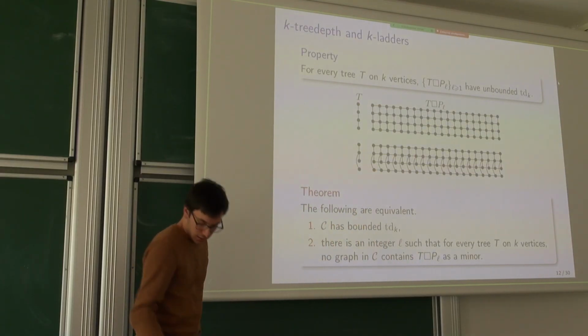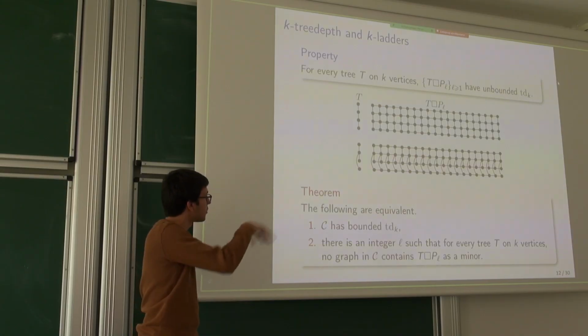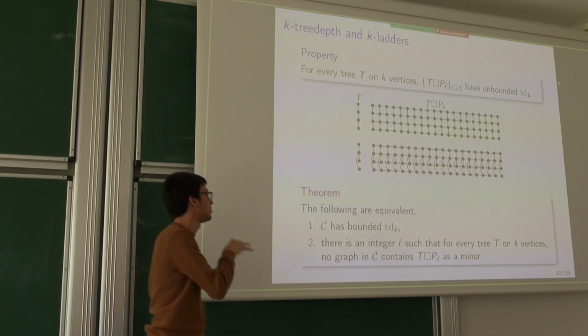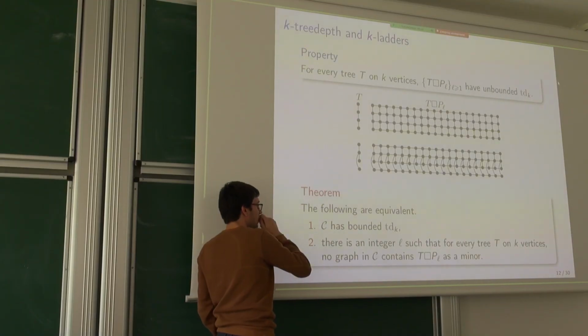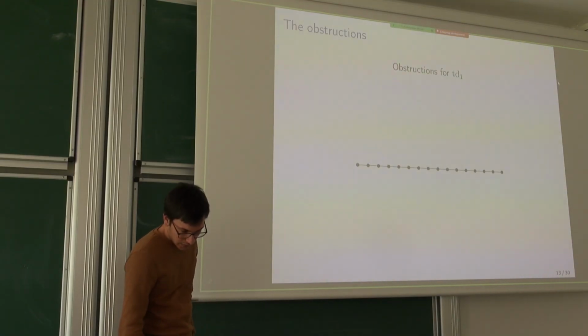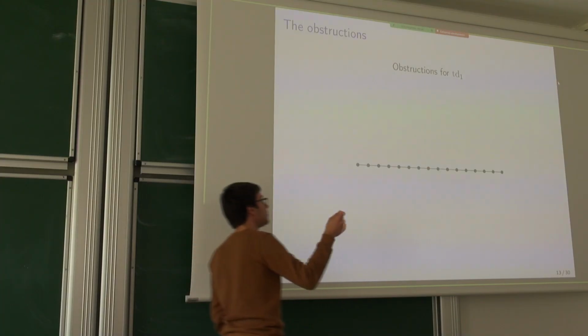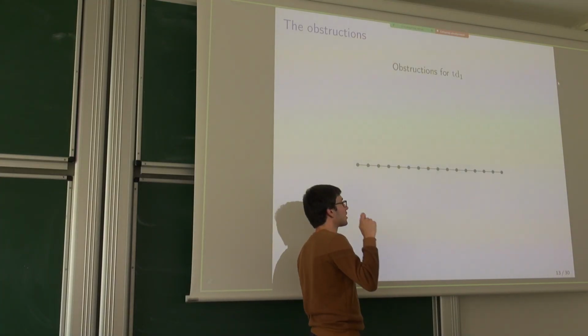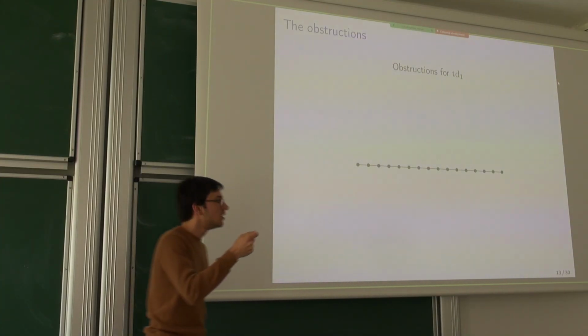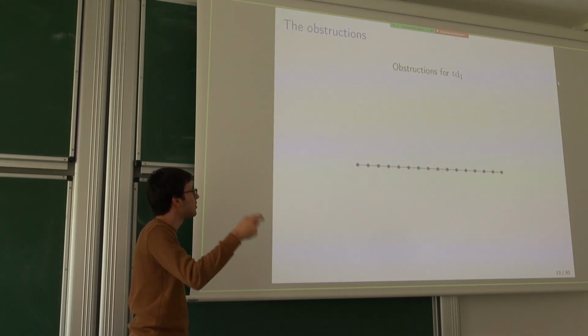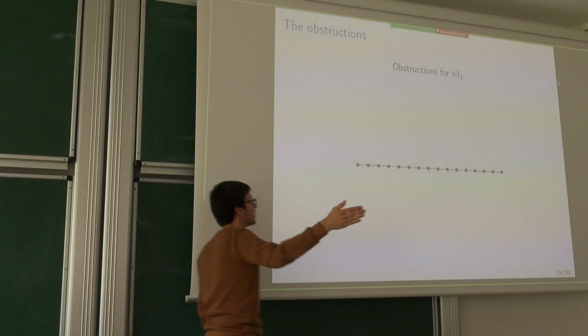Okay. So for the remainder of the talk, I would like to explain how we can prove something like that. But first, maybe just some illustration of this theorem. For every positive integer k, this gives a characterization of graph classes having bounded k-treedepth. So this is really one theorem for every value of k.